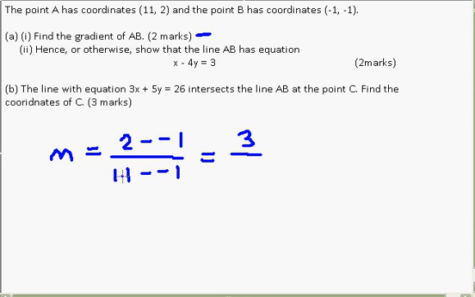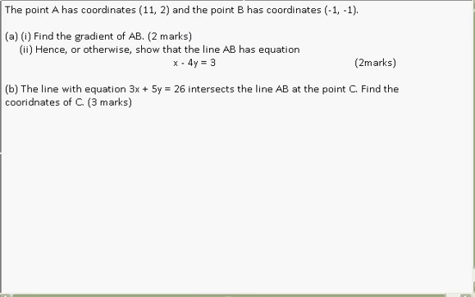And on the denominator, 11 take away -1 is 12. So we've got 3/12, which you can simplify to 1/4. Okay, and that's your first 2 marks. So what we've got from part (a)(i) is that the gradient of the line is 1/4. Okay, so I can immediately write the line in the form y equals mx plus c, or y is equal to 1/4 x plus c.